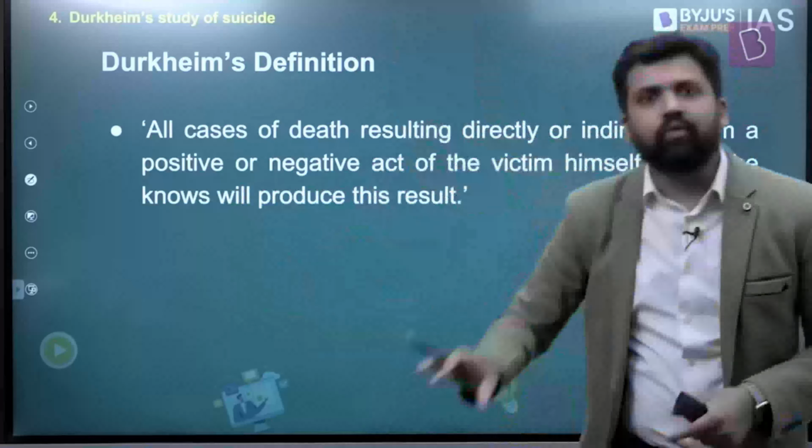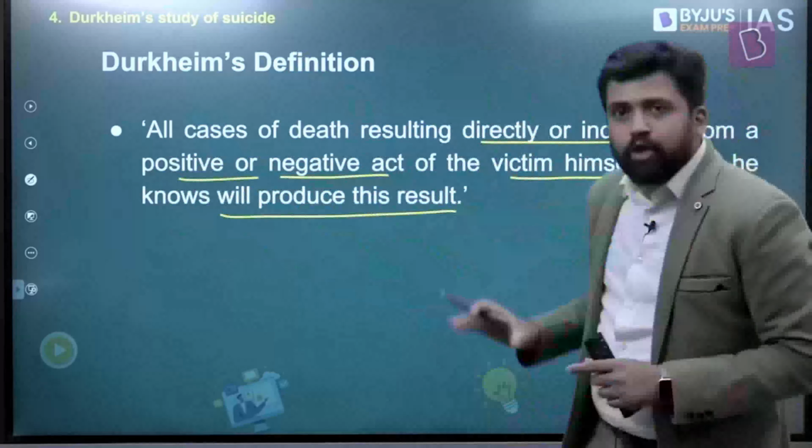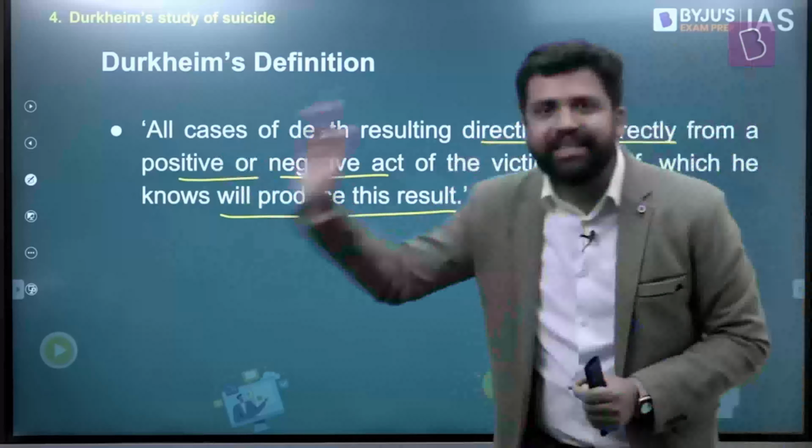And this is what Durkheim is applying in his study of suicides. So he is now defining what suicide is first. All deaths resulting directly or indirectly from a positive or negative act of the victim himself, which he knows will produce the result. That is suicide. So if someone knows that if he or she carries out this activity, it will lead to his death, and he's carrying it out, that is suicide. It can be positive, it can be negative. It can be an act of commission, it can be an act of omission.